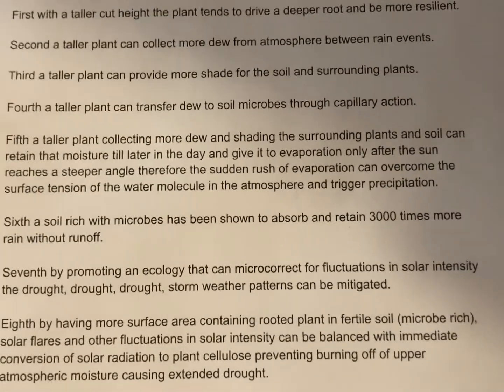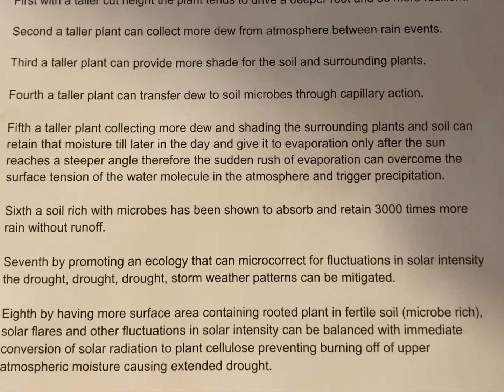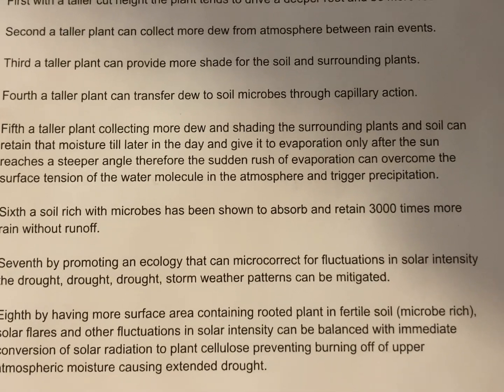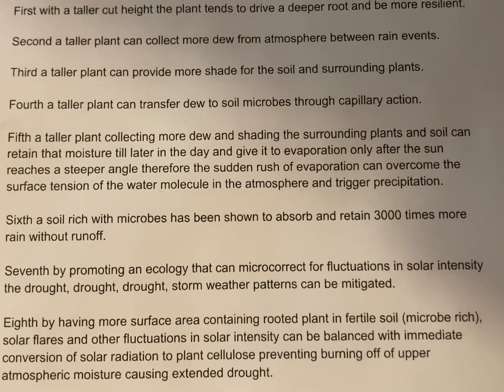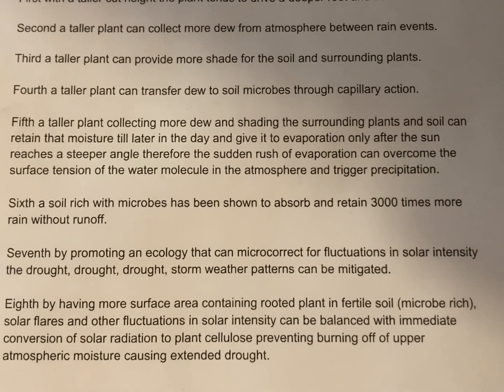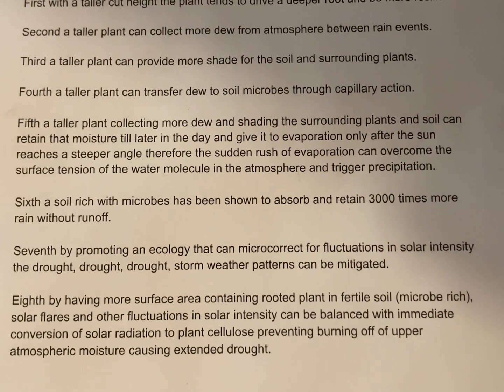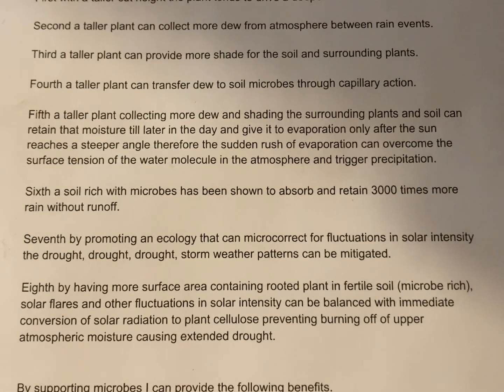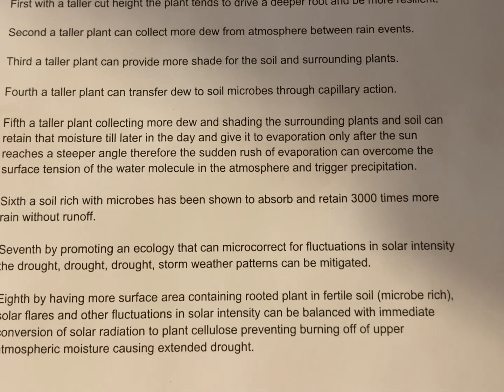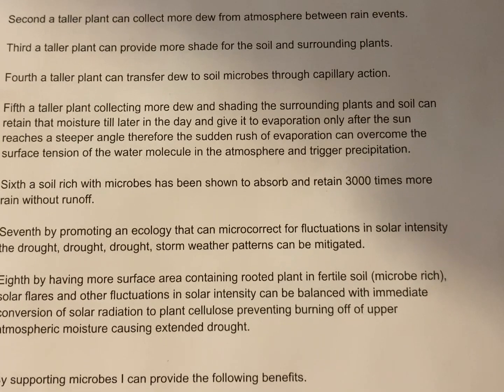And I'd like to detail these out more, but you can't. You've got to keep it one page, and you can't lose them. Fifth, a taller plant collecting more dew and shading the surrounding plants and soil can retain that moisture till later in the day and give it to evaporation only after the sun reaches a steeper angle. Therefore, the sudden rush of evaporation can overcome the surface tension of the water molecule in the atmosphere and trigger precipitation.